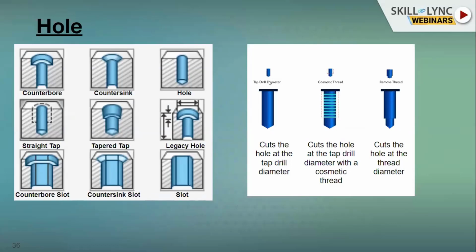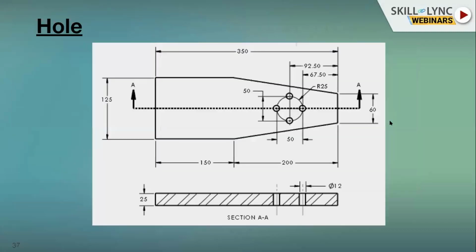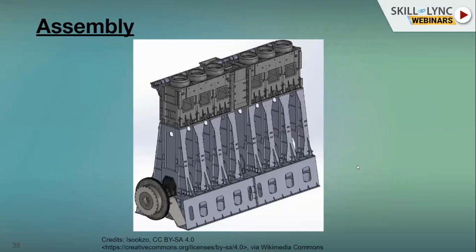As you can see, this is a drill, and this is a cosmetic thread. Cosmetic thread is nothing but a thread-looking shape, an image will be there within it. This is the thread. So once we make the hole in the 3D part, when we do the detailing, we can see the holes like this. We can make the dimensions using the holes. We can make circular holes, and we can do the patterns, circular patterns. This is how the part will look like.